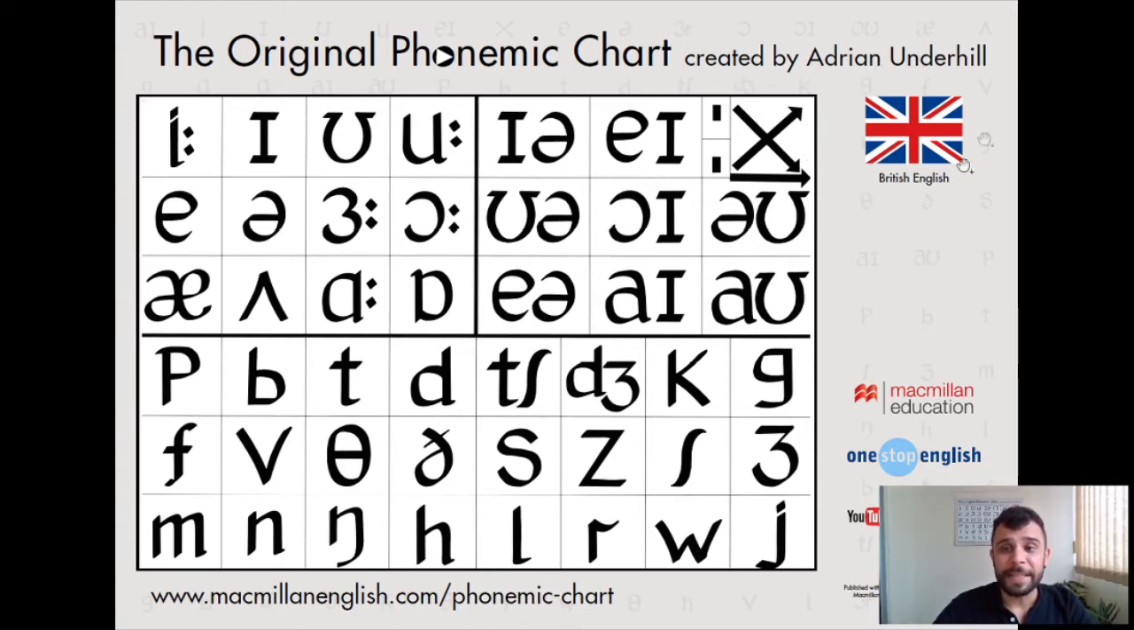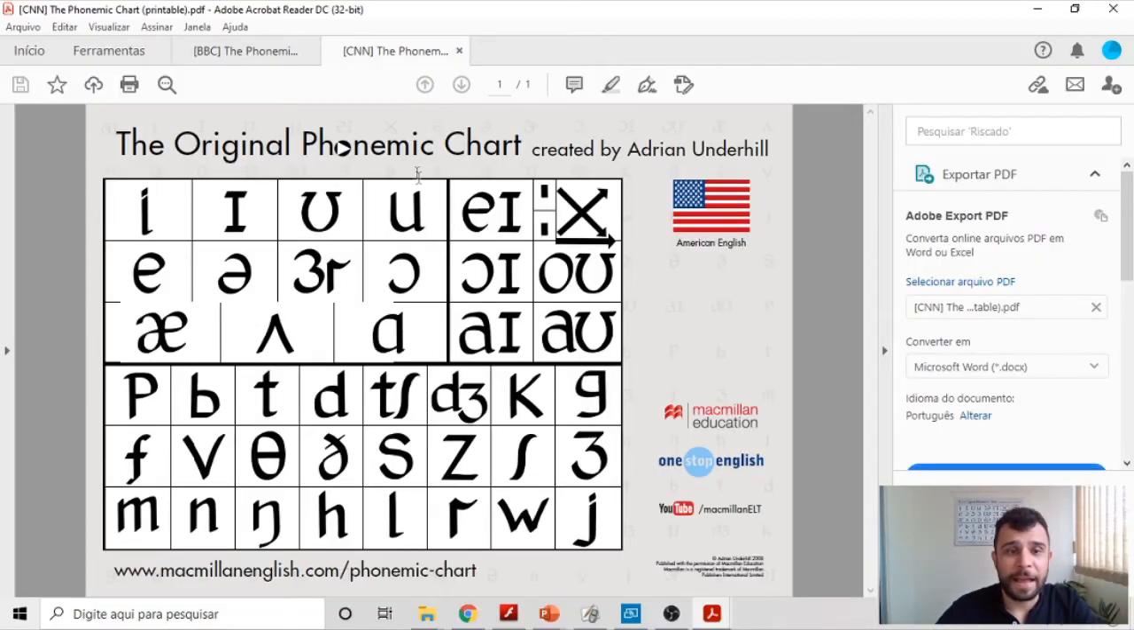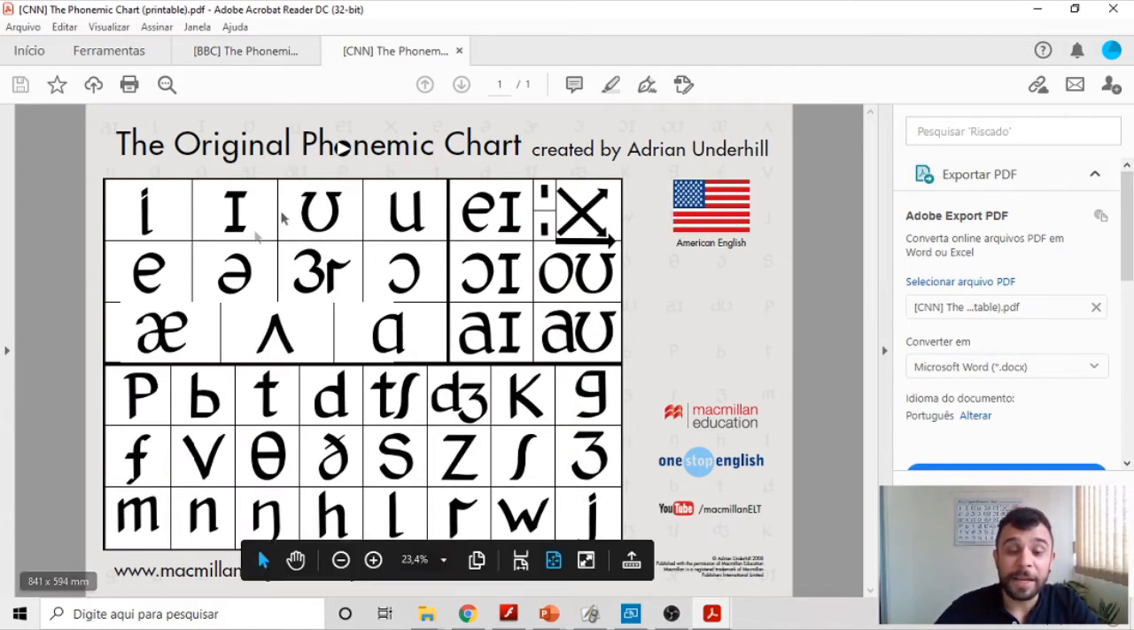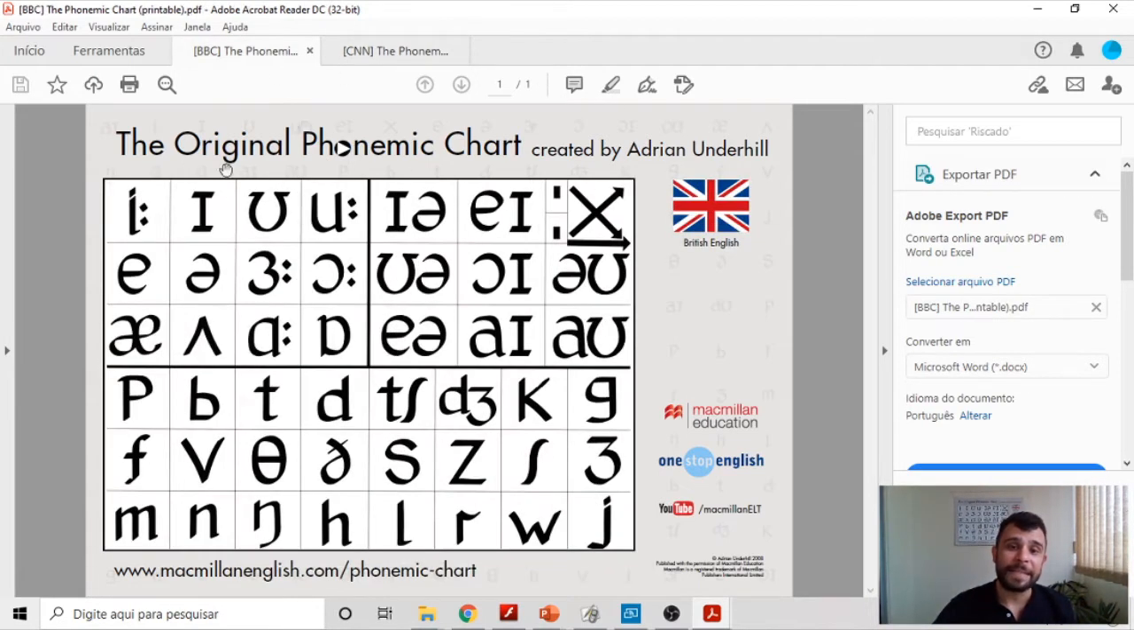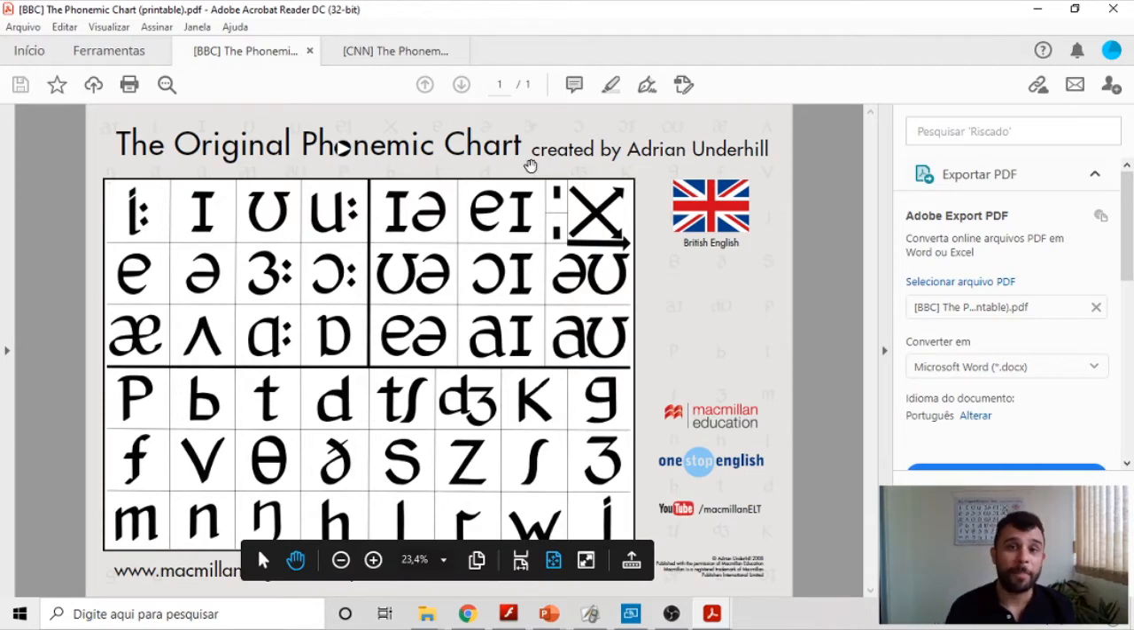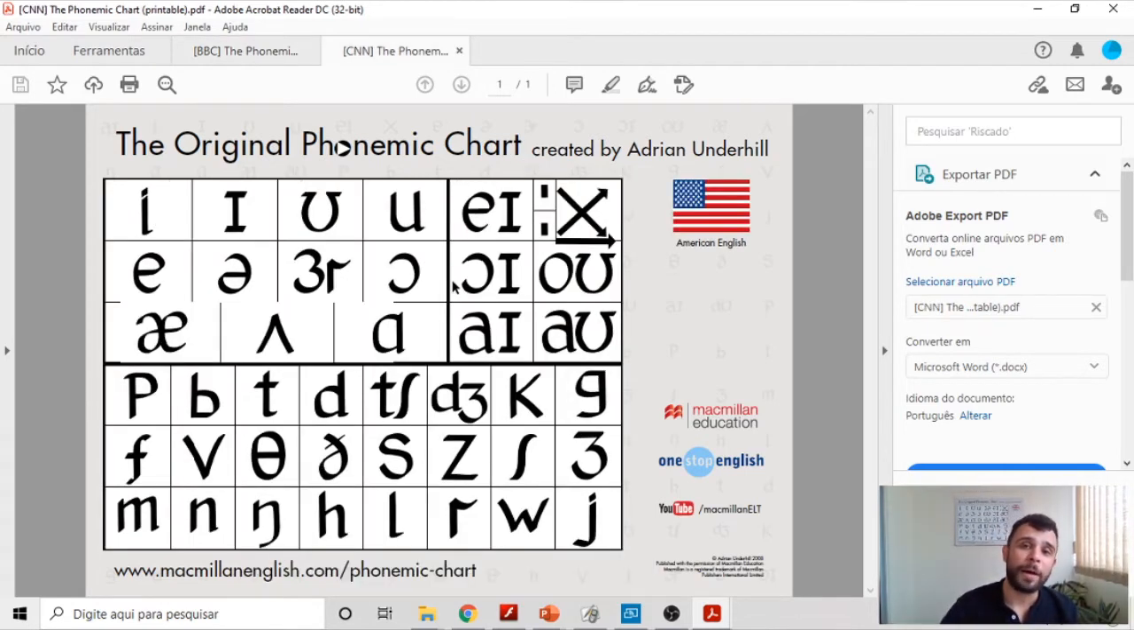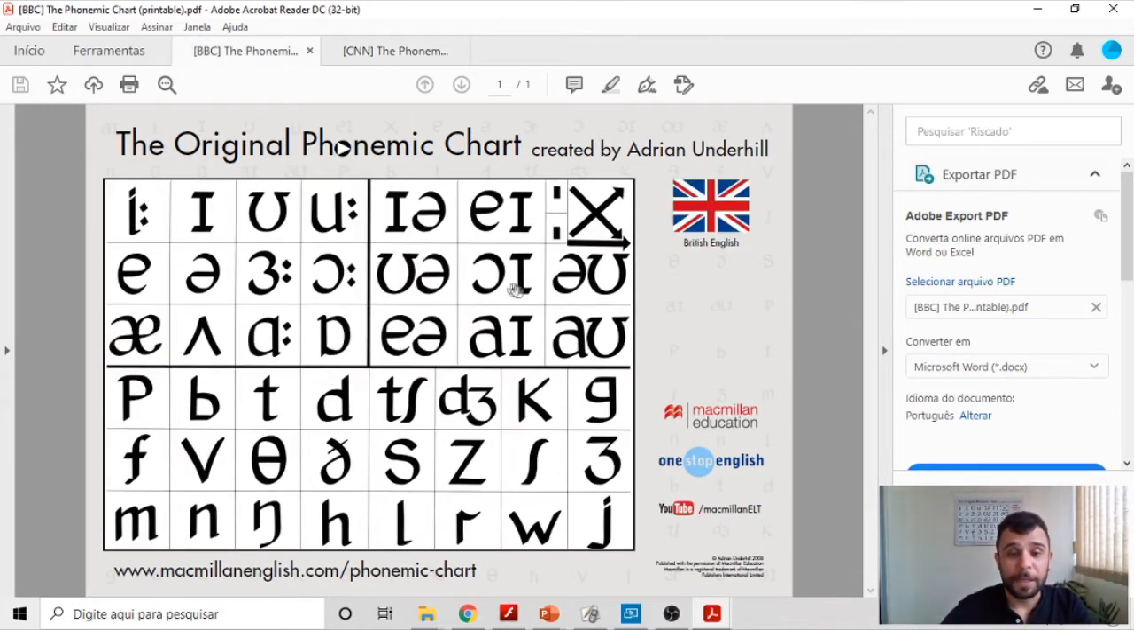This is the BBC version of the phonemic chart, and you can also find the CNN version. There are some slight differences we'll be talking about later. Because in the BBC phonemic chart there are more phonemes, we'll be talking about what doesn't exist in the North American phonemic system later, and also what differences we have. So we will use the BBC as a reference.